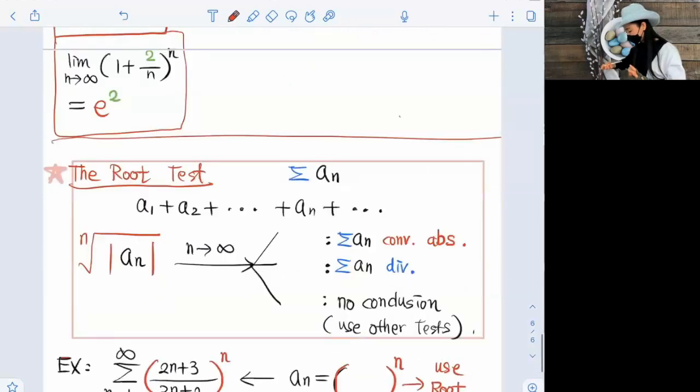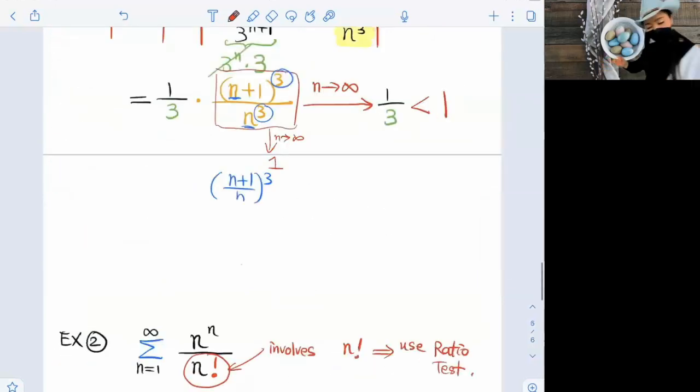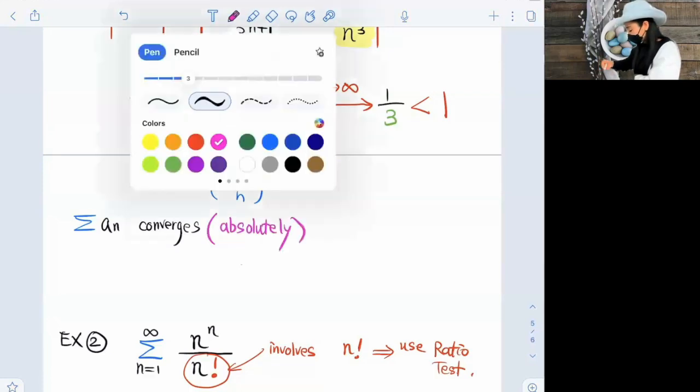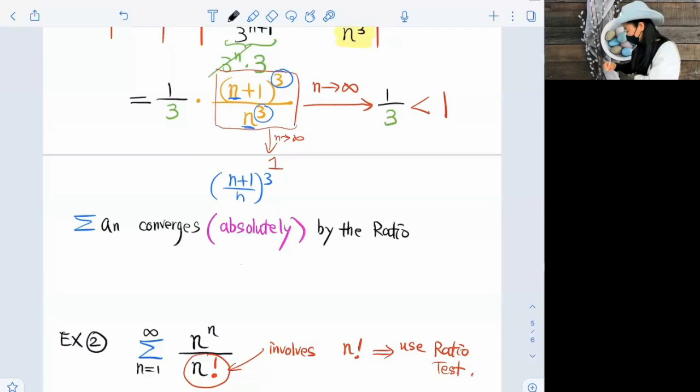So let's write down: this series over here converges, and if you want to be even stronger, it converges absolutely by the ratio test. Question.